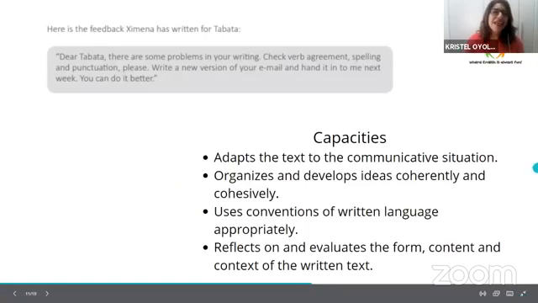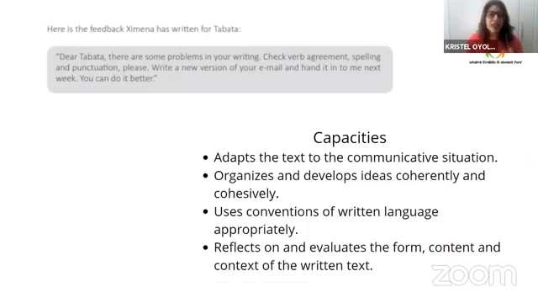For example, here it says, Dear Tabata, there are some problems in your writing: the verb agreement, spelling, punctuation. Write some other version. But look at this. We have 4 capacities. Adapts the text. Organizes and develops ideas coherently and cohesively. Uses conventions of language appropriately. Reflects on and evaluates the form, content, and context of the written text. Mechanics is covering just one of the 4 capacities. Be careful with that. When we are providing feedback, we have to keep in mind the competence. We are not mutilating the competence. I always say that, right? I don't know if English teachers remember the hashtag: no a la mutilación de la competencia.